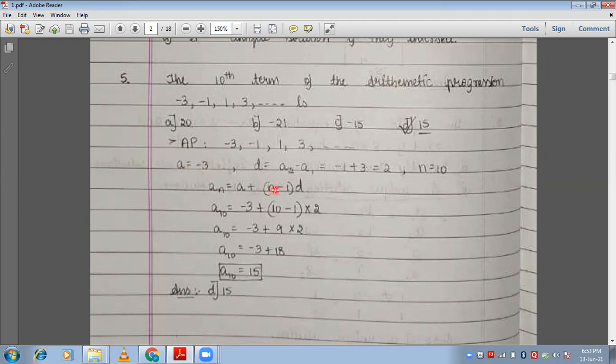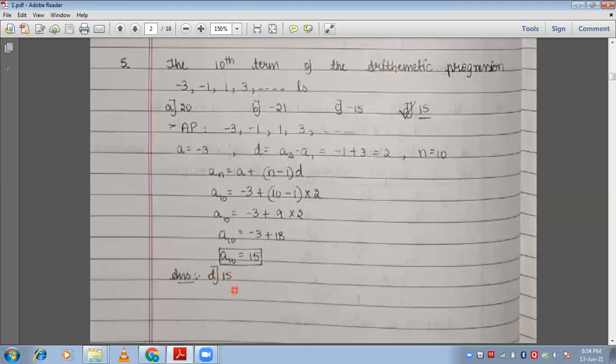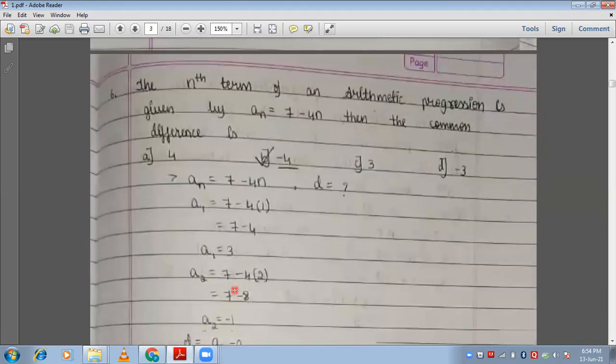d means a2 minus a1, where the a2 value is minus 1, minus of a1 which is minus 3. Minus into minus is plus 3. So minus 1 plus 3 is equal to 2. Now find out a10, substitute all the values. We know the value of a, n, and d. Substitute, and you will get a10 is equal to 15. So option D is correct.